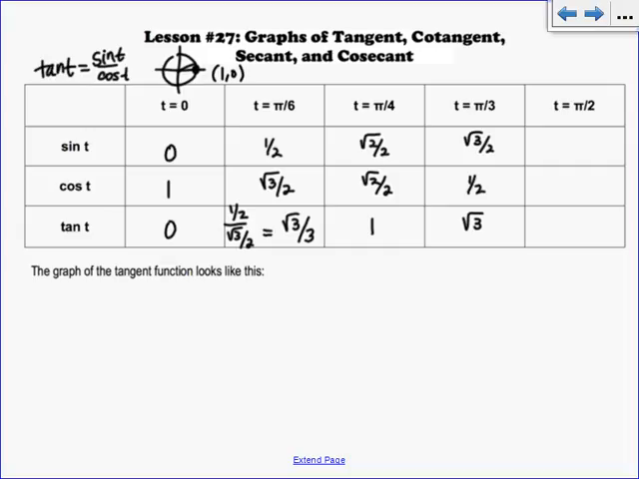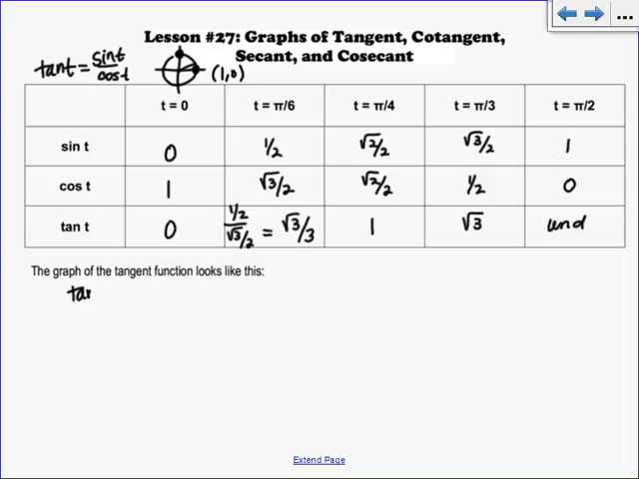And pi over 2, that's the point up here, which is 0, 1. So it's going to be 1 divided by 0. So what happens when I do 1 over 0? Undefined, exactly. So that is what's most important about a tangent function. A tangent function has places where it is undefined. In other words, it has vertical asymptotes.